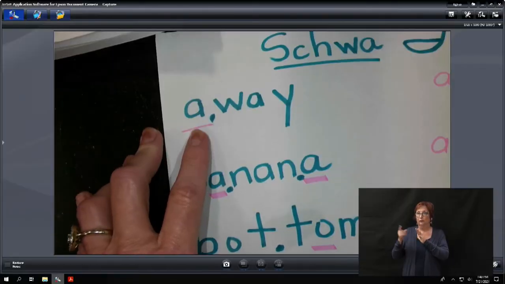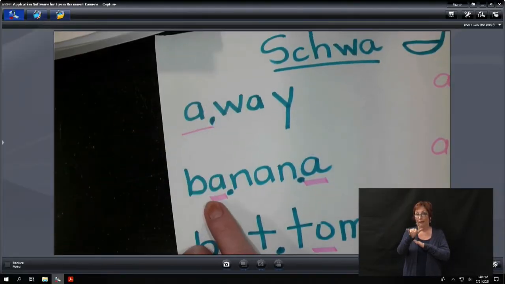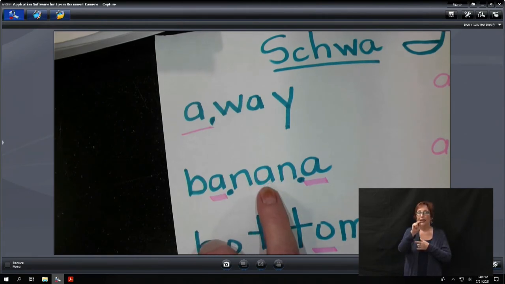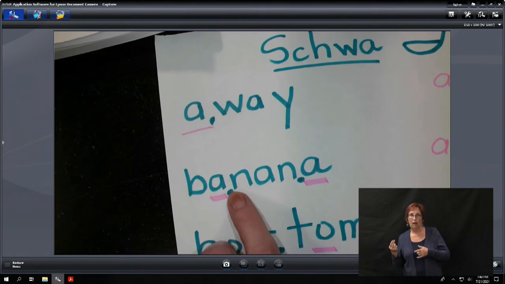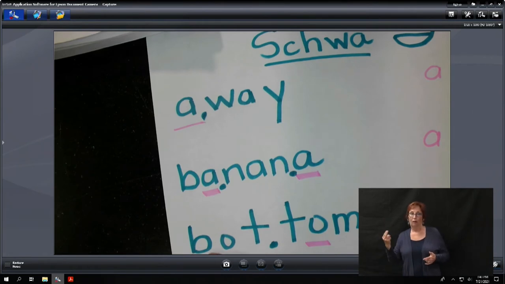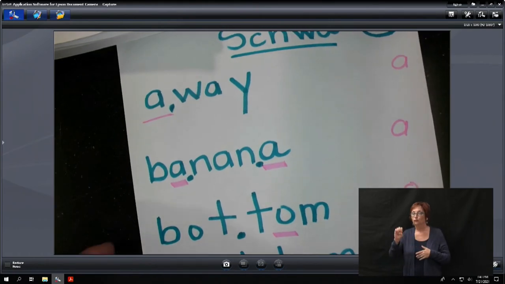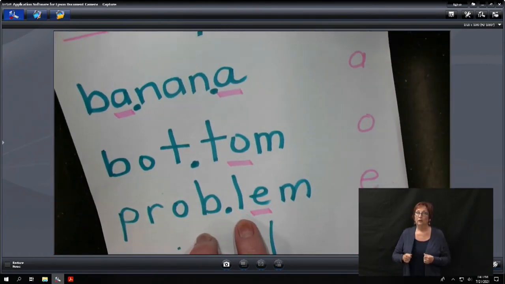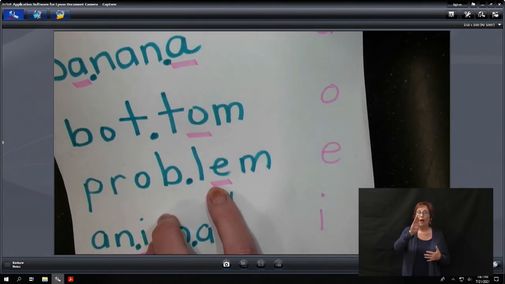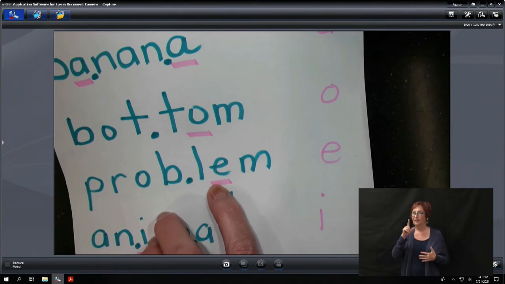Then I put some examples on here for you of the schwa. So here we have away. We have three A's in banana. Buh. Nan, that's making the short A sound, nuh. So those are my two schwas. Now here's my O, bot, that's making the short O sound, tum. Or some people say tim, bottom. I say bottom, bottom. So there's your O making the schwa sound. Here's your E making the schwa sound. Problem. How do you say it? Do you say "prob-lum" or "prob-lim"? Problem.